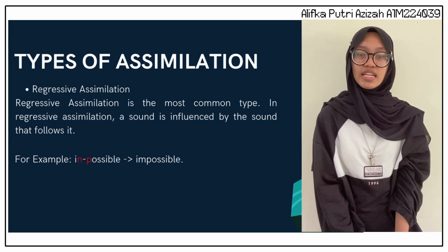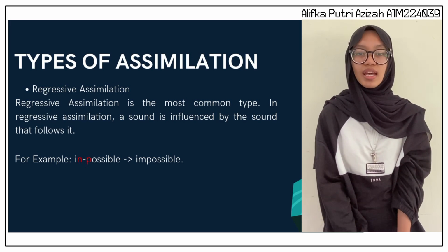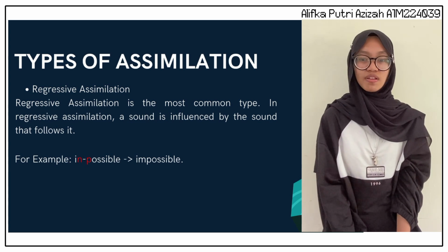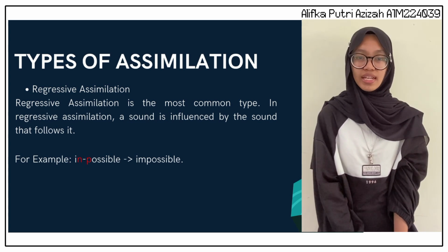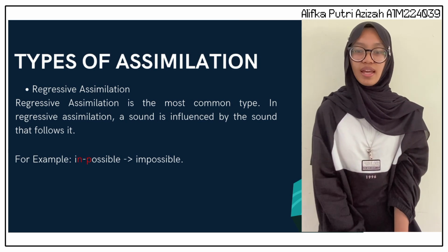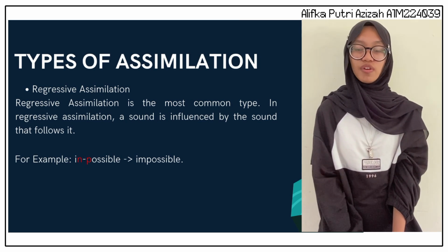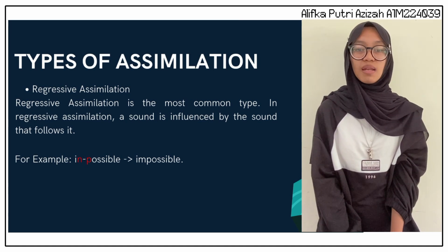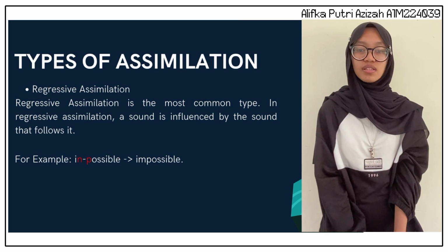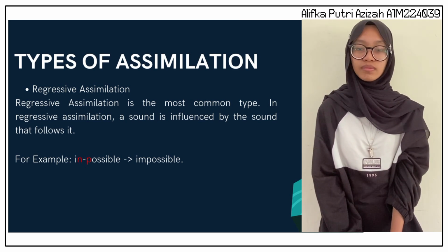First, regressive assimilation. Regressive assimilation is the most common type. In regressive assimilation, a sound is influenced by the sound that follows it. For example, the word in plus possible becomes impossible. The sound N in "in" is made with the tip of the tongue touching the roof of the mouth. The sound P in possible is made with both of your lips. It's a little difficult to move from the N sound directly to the P sound.